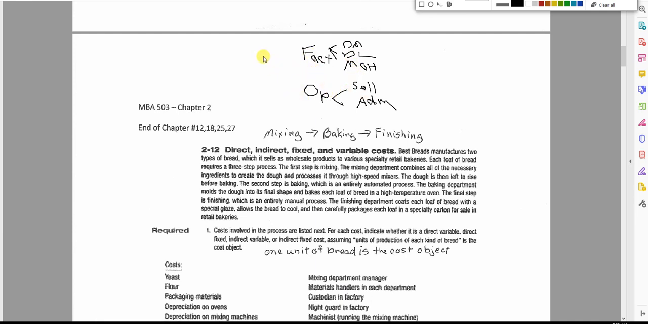But I'm going to ask myself, does the cost happen in the factory? If it happens in the factory, it's a product cost. And if it happens in the showroom or the administrative building, it's a period cost. So I'm going to first ask myself, is it a product cost or period cost? Then if it's a product cost, is it direct material, direct labor, or manufacturing overhead?